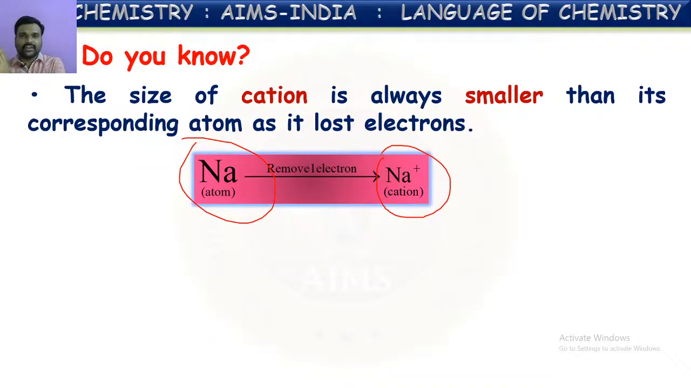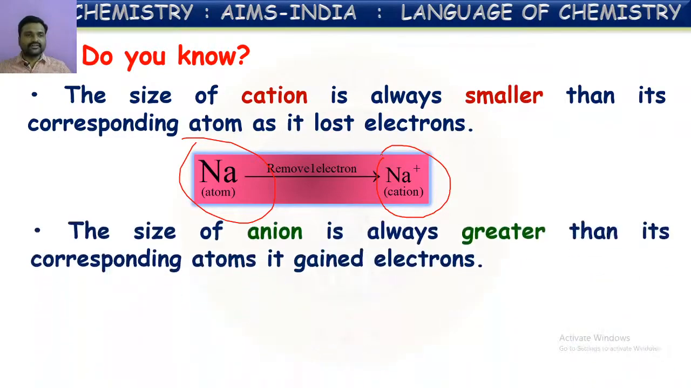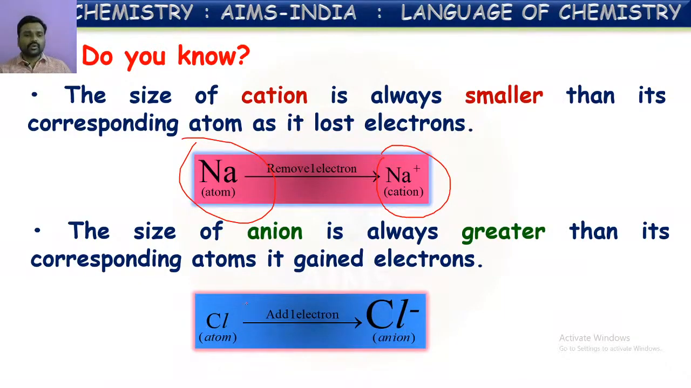So this Na plus ion is called a cation. So cations always have smaller size than their parent atom or neutral atom. In a similar way, the size of an anion is always greater than its corresponding atom, as it gained electrons. For example, chlorine atom and chlorine ion. If we compare the sizes of these two, chlorine ion has greater size than chlorine atom.